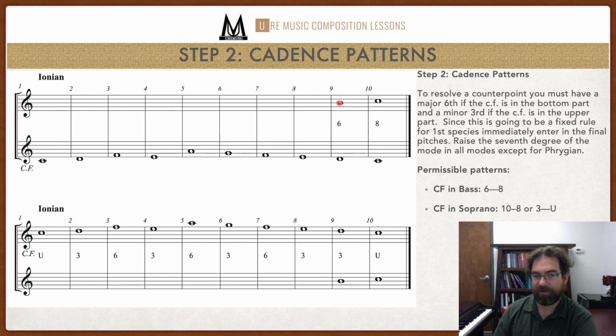In this case, I don't have to make this a B sharp because it's already a half step. If I made it a B sharp, it'd become a C. So that's your first step. Write in that cadence.